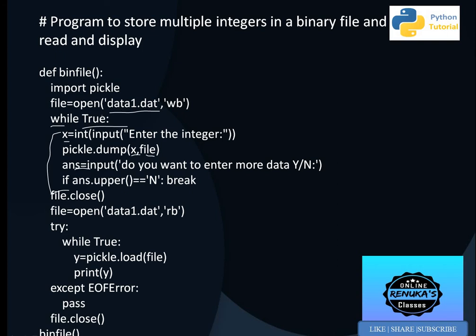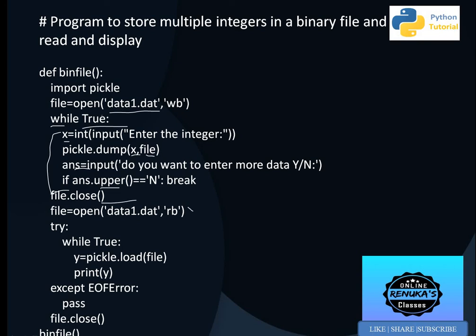But if the answer is no, why are we changing it to uppercase? Because our user can give the answer y in small letter or in capital letters, so we are changing it to uppercase. If it is N, then break, means come out and stop. But if it is Y, then it will go back and repeat the same process again and again. So after N, we will close the file.